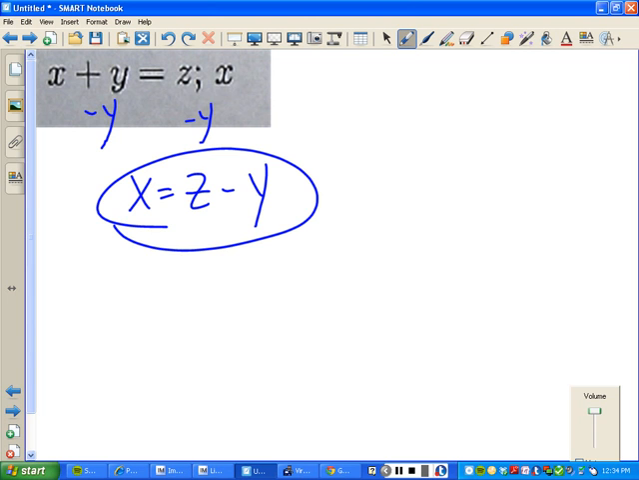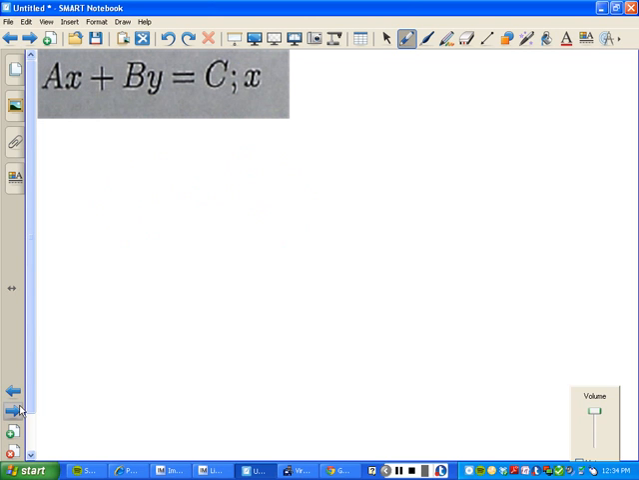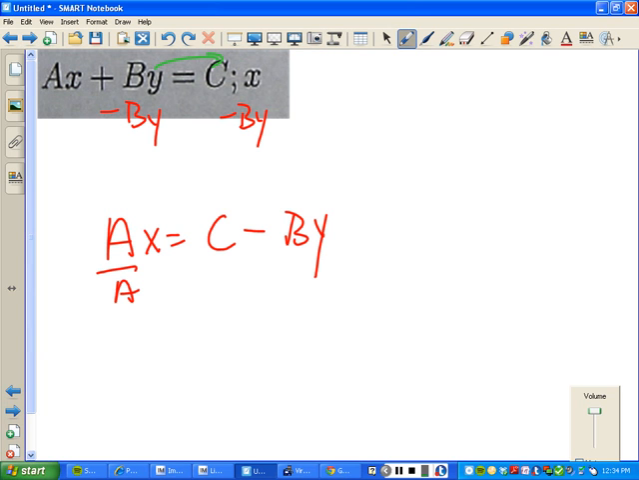Okay. So, how do I solve this one? How do I solve ax plus by equals c? Subtract by. So the first thing we want to do is move the by over. So we're going to do that by subtracting by. So we're going to get ax equals c minus by. Divide by a. Divide by a. You'll get x equals c minus by over a.